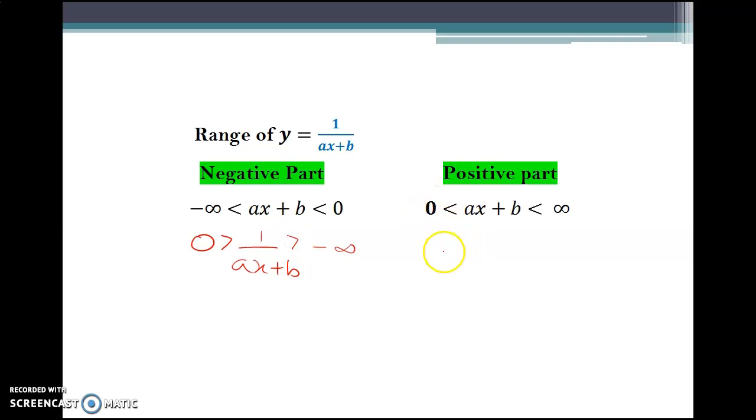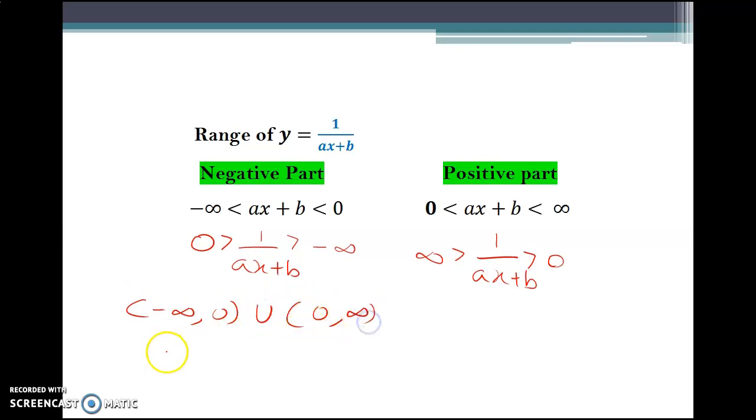And for the positive part, 1 upon a number tending to 0 from the positive side tends to infinity. And 1 upon infinity tends to 0. So again, inequality signs change. We get the range of 1 upon ax plus b as from minus infinity to 0 or from 0 to infinity. We can write it as R minus {0}.